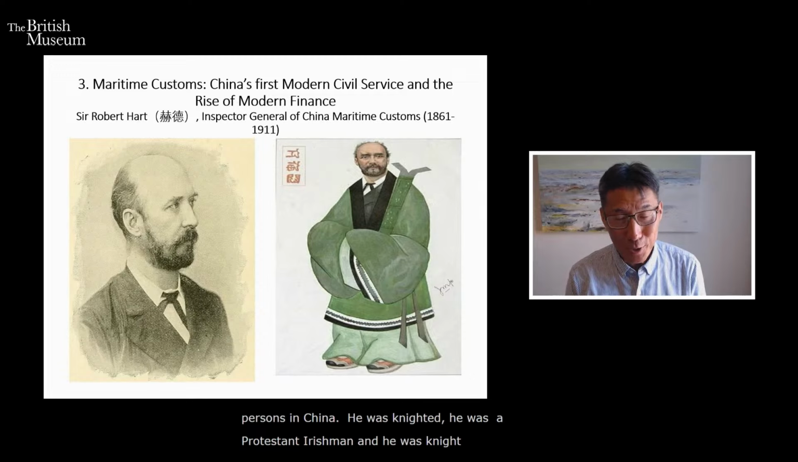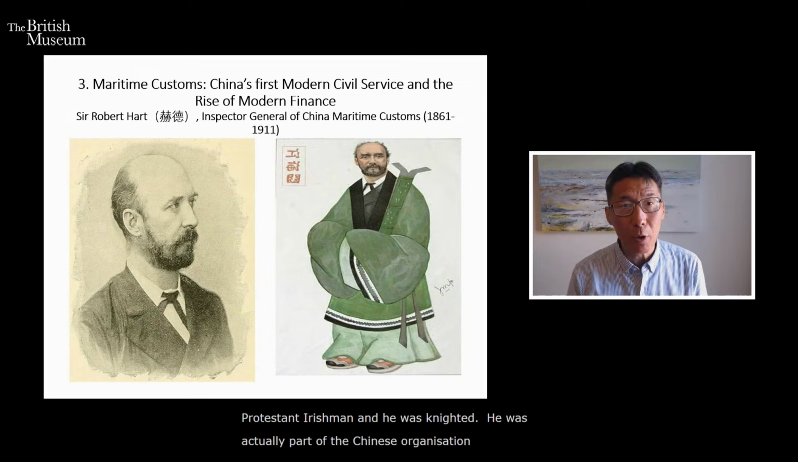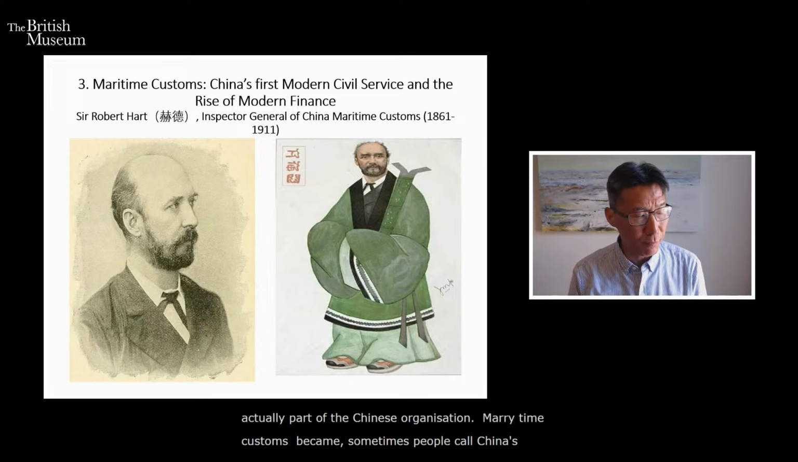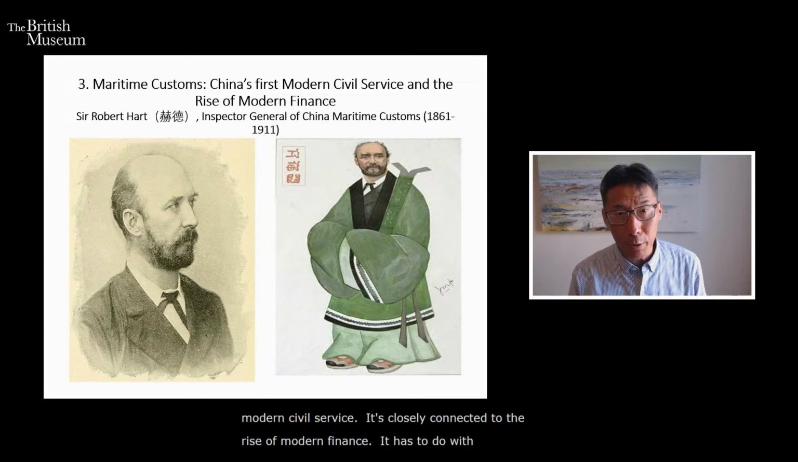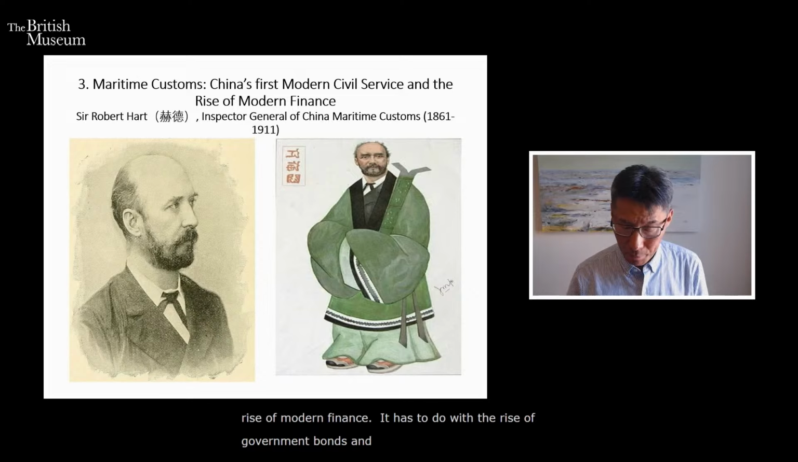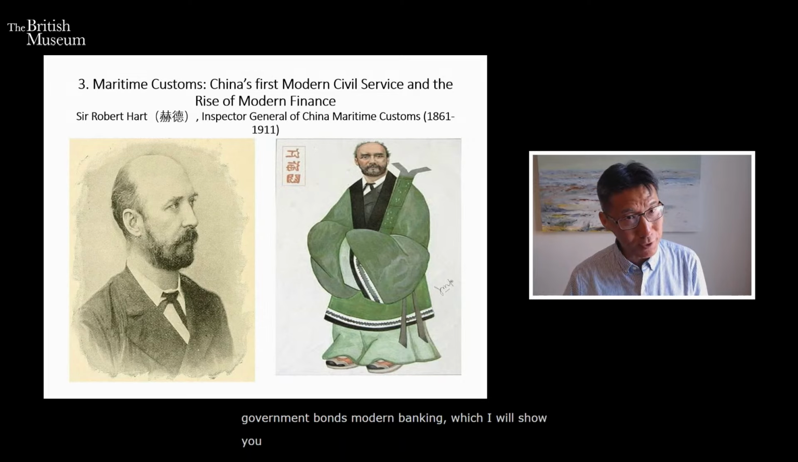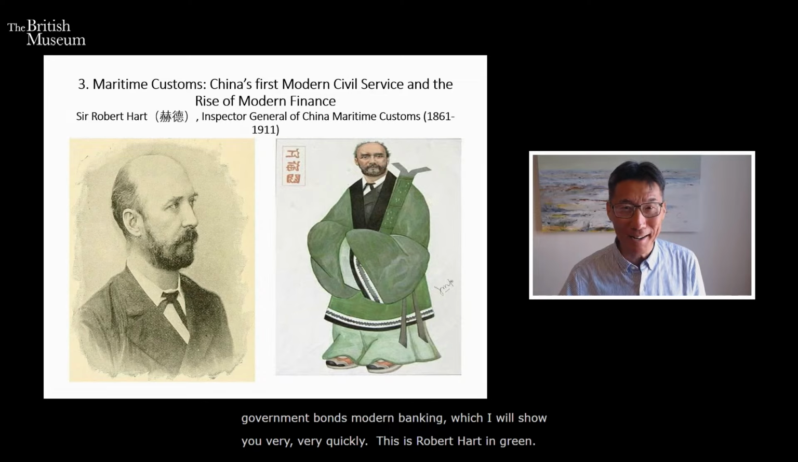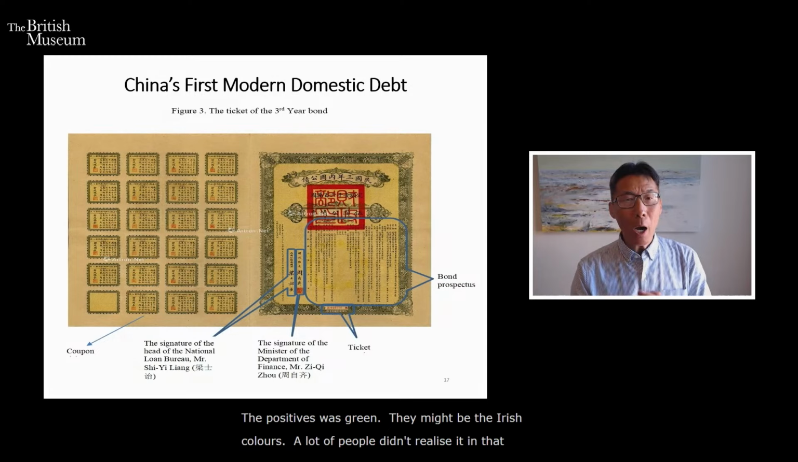Maritime customs became what people sometimes call China's first modern civil service, and it's closely connected to the rise of modern finance. It has to do with the rise of government bonds and modern banking, which I will show you very quickly. By the way, this is Robert Hart in green, and Maritime Customs also runs the post office. The post office was green, and it might be the Irish color, so a lot of people didn't realize that when you go to China, you see the post office today is green. Okay. So why was maritime customs so important? Because it was collecting tax revenues.